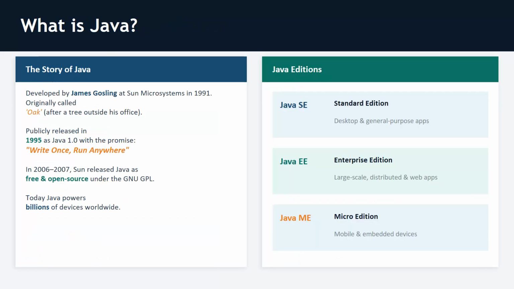Now, the story of Java, we looked at it and we said that it was developed by Gosling at Sun Microsystems in 1991.